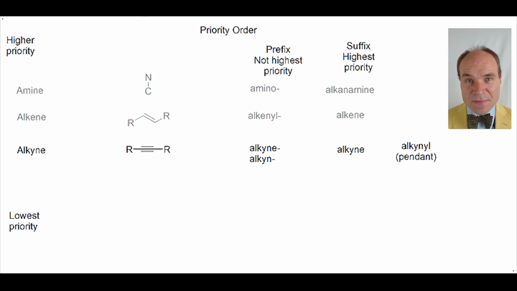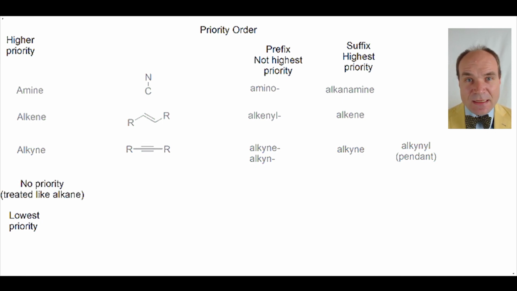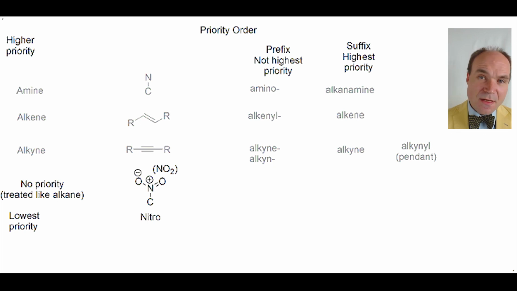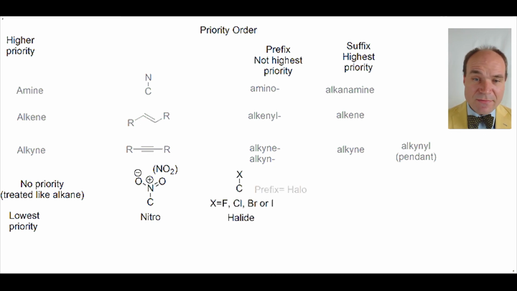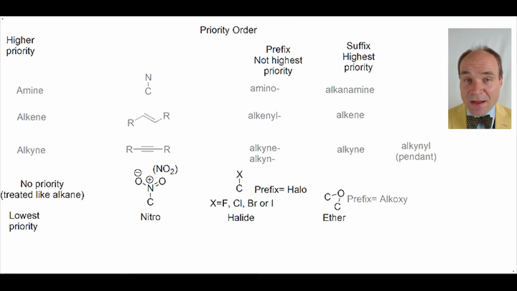Lastly, we come to alkanes, but it's not just alkanes. Certain functional groups aren't given priority beyond an alkane. They include nitro groups, as well as halides that are given the prefix halo, and ethers that are described as alkoxy.